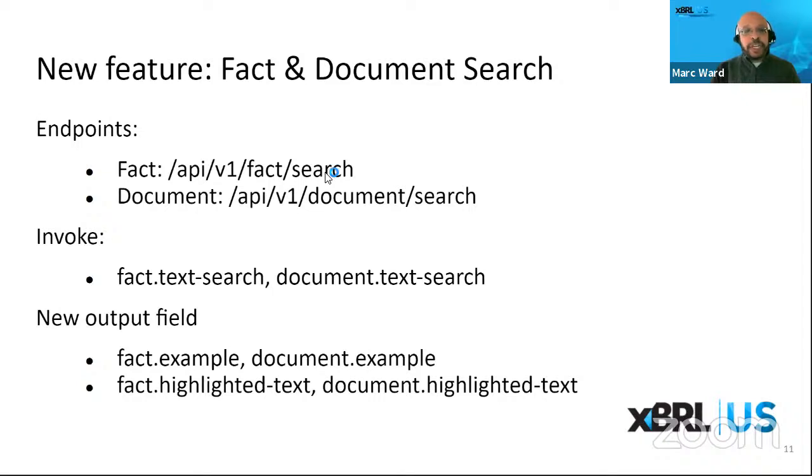Now, this particular parameter is only a parameter and is not valid to add to the field. So you can't output the text search at the same time. This does introduce a couple new fields which are only valid when you're using the text search, and that's example, which displays a snippet including your search terms highlighted, and highlighted text.